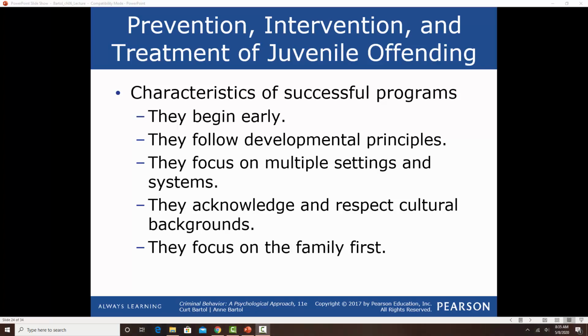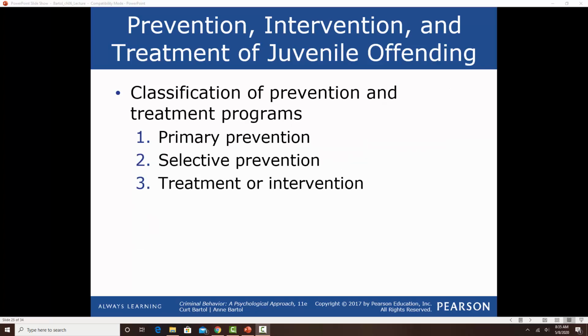They focus on multiple settings, meaning that they focus on how the child's doing in school, how they are doing with their peers. They focus on family communication. They focus on the parents. They usually have individual therapy. They have family therapy. They teach the parents parenting skills. They have tutoring for school if needed. So they focus on multiple settings: home, school, social. They acknowledge the differences in cultural backgrounds, and they definitely focus on the family first, especially with parenting issues and communication within the family.